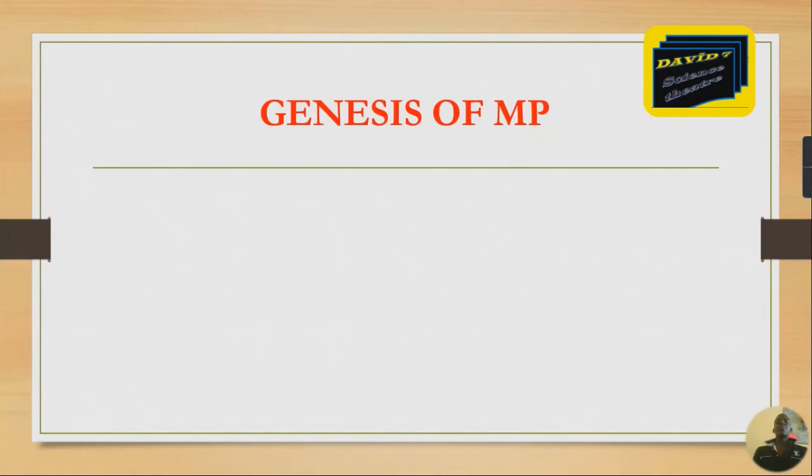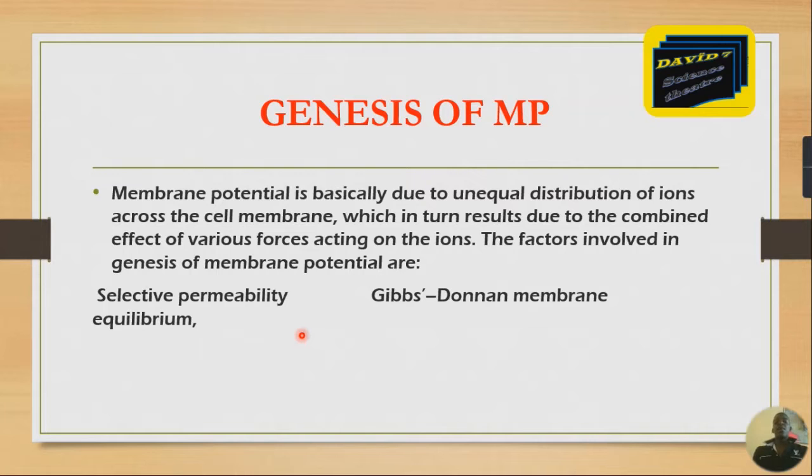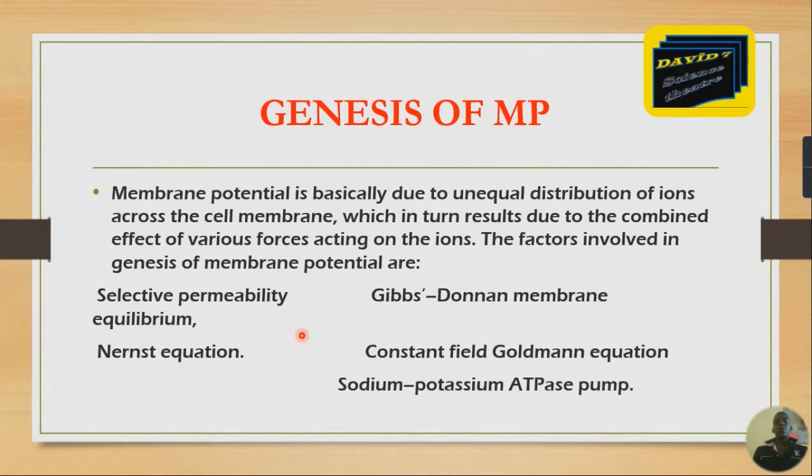All right. So how is the membrane potential generated within cells? It is basically due to an unequal distribution of ions across the cell membrane, which in turn results from the combined effect of the various forces acting on the ions. The factors involved in the genesis of membrane potential are basically five. We have selective permeability of the membrane, the Gibbs-Donnan membrane equilibrium, the Nernst equation, the constant field Goldman equation, and the sodium-potassium ATPase pump.